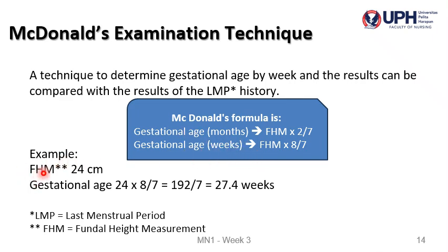So if the fundal height measurement is 24, then to know the gestational age in weeks we have 24 times 8 per 7, so it's 192 divided by 7, so it will be around 27.4 weeks.